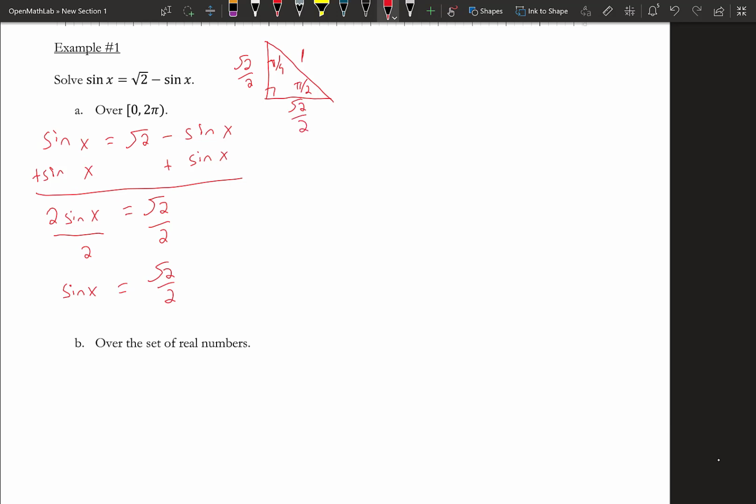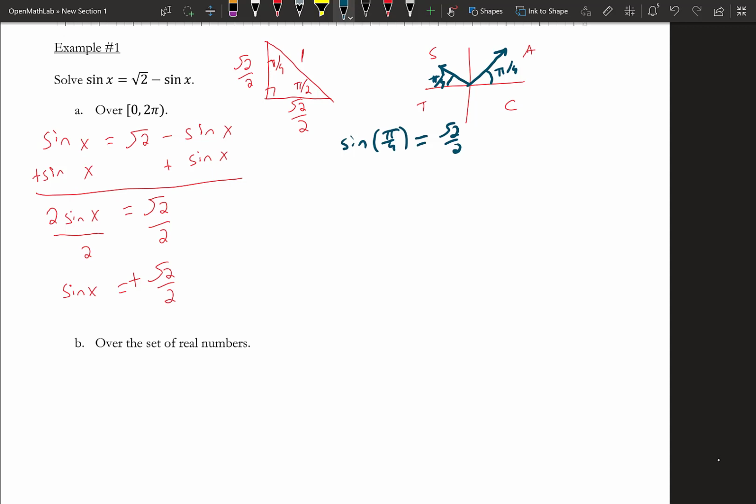Looking at this, though, notice that this is positive radical 2 over 2. So if I think about the sine, all students take calculus, sine is going to be positive in the first quadrant and the second quadrant. So I know that sine of pi over 4 equals radical 2 over 2. So that's going to be my reference angle. So here to here, that's going to be pi over 4. This angle is also going to be pi over 4, right?